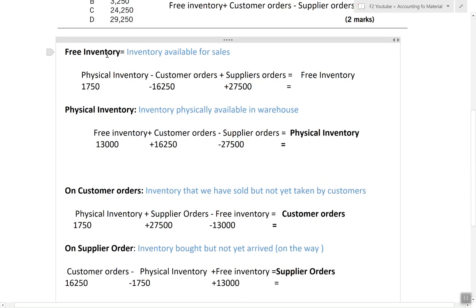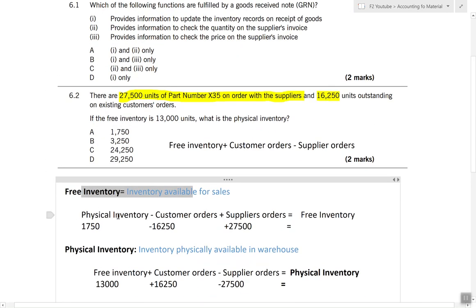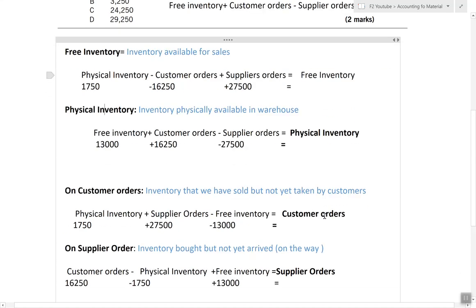So remember the free inventory formula. If you remember that, then other formulas are easy. So free inventory is physical inventory, the inventory that we have, minus what we have sold to our customers, plus what we have bought from supplier but not yet arrived, gives you free inventory. And then when they ask for anything else, you can rearrange this. For example, if they ask for physical inventory, you can bring these two to the other side. This becomes plus, this becomes minus, it will give you physical inventory.